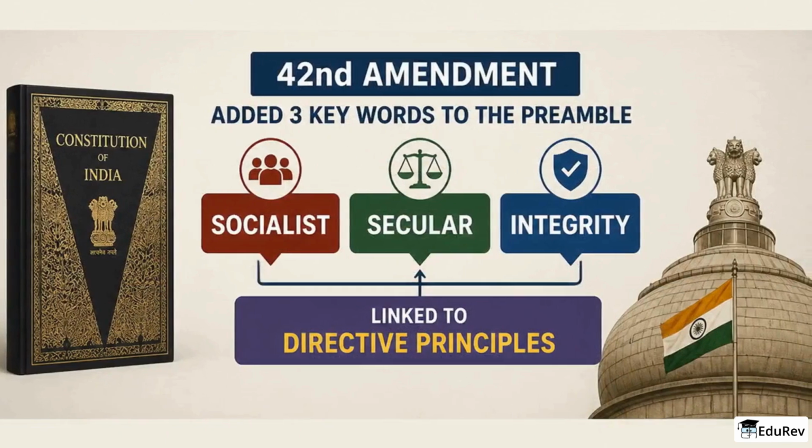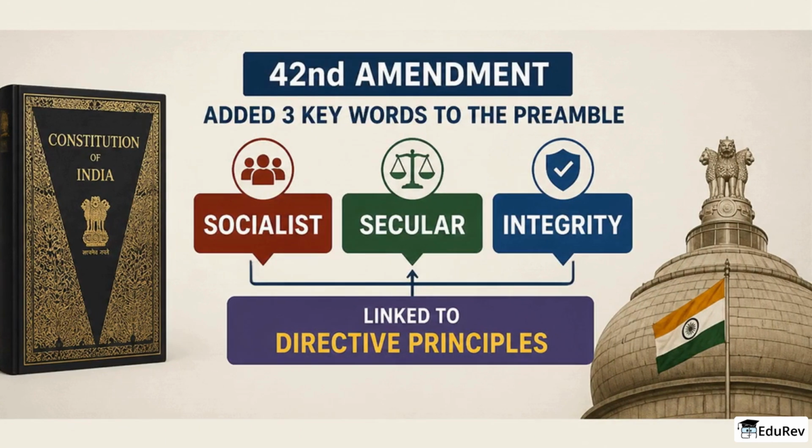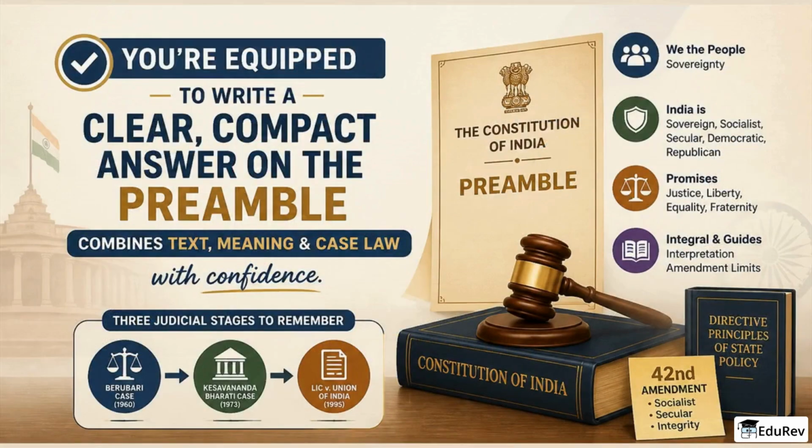Keep a short line ready on the 42nd amendment, inserting socialist, secular, and integrity, and link it to directive principles for context. You're now equipped to write a clear, compact answer on the preamble that combines text, meaning, and case law with confidence.